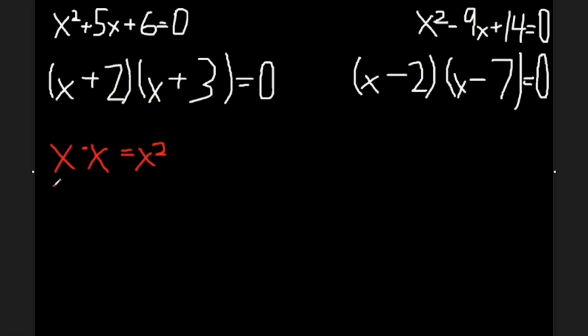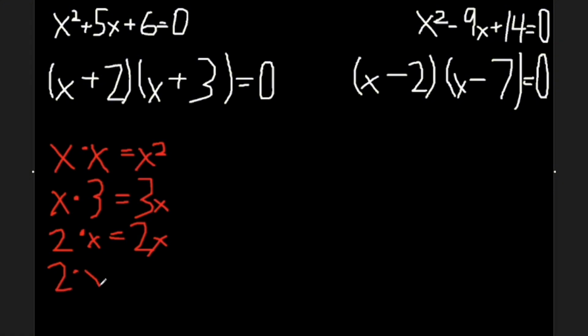Now for the outside, 3 times x equals 3x. Now for the inside, 2 times x equals 2x. Now for the last, 2 times 3 equals 6.